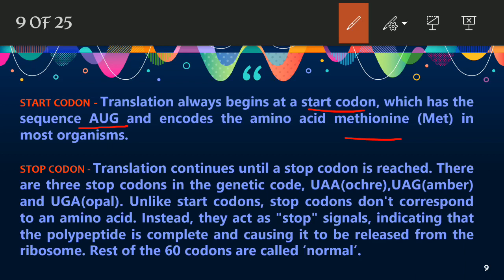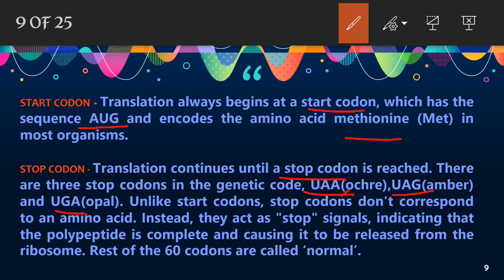Once translation has begun at the start codon, the other codons of the mRNA will be read one by one in the 5' to 3' direction. As each codon is read, the matching amino acid is added to the C terminus of the polypeptide. Translation continues until a stop codon is reached. There are 3 stop codons in the genetic code: UAA, UAG and UGA. Unlike start codons, stop codons don't correspond to an amino acid.